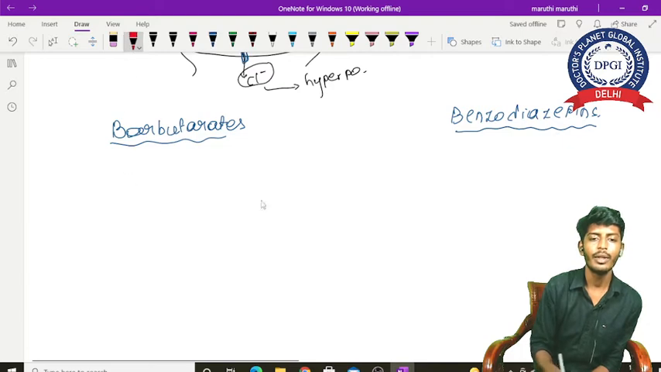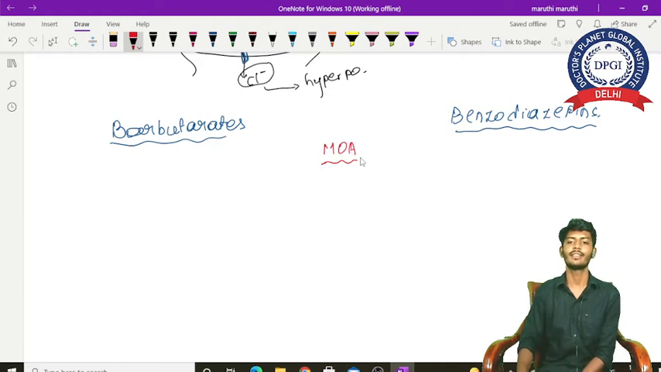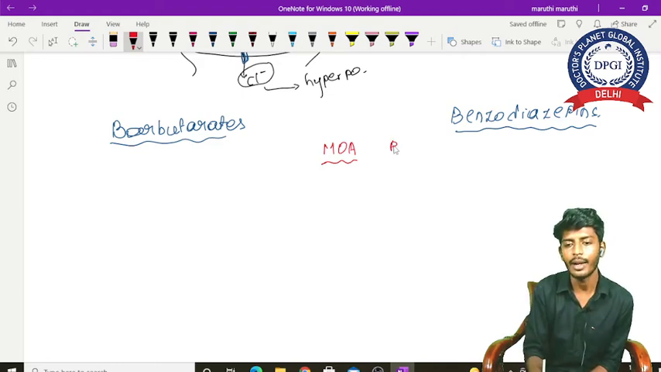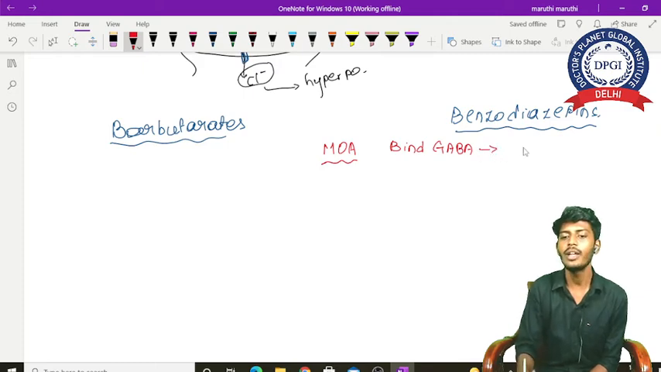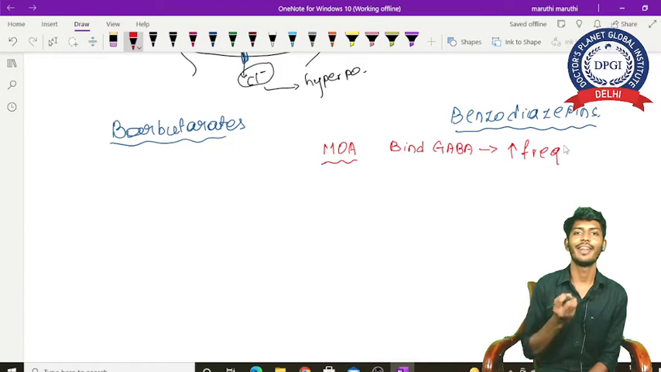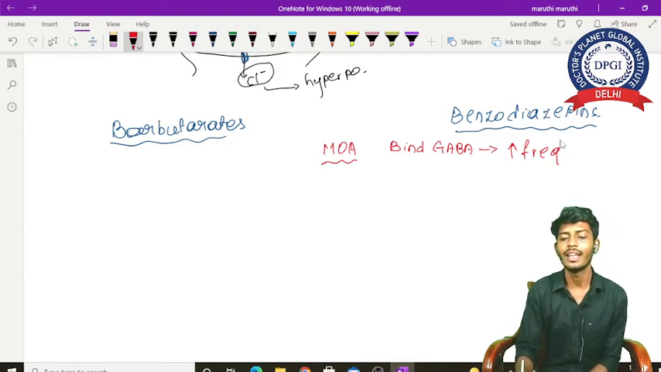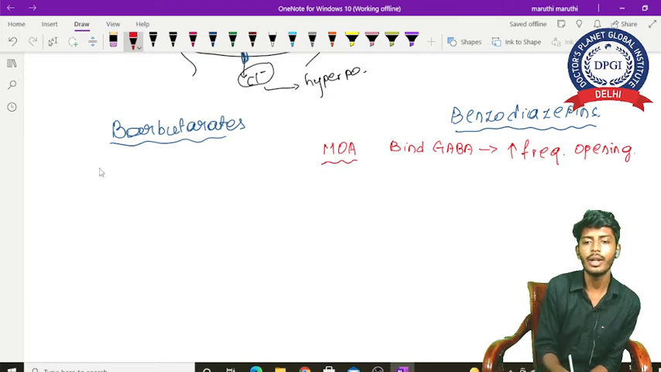Let's learn about the mechanism of action. The mechanism of action of both of them is very simple. They bind with the GABA receptor. After they bind with the GABA receptor, benzodiazepines increase the frequency of opening, meaning they make the GABA receptor open again and again. Done.